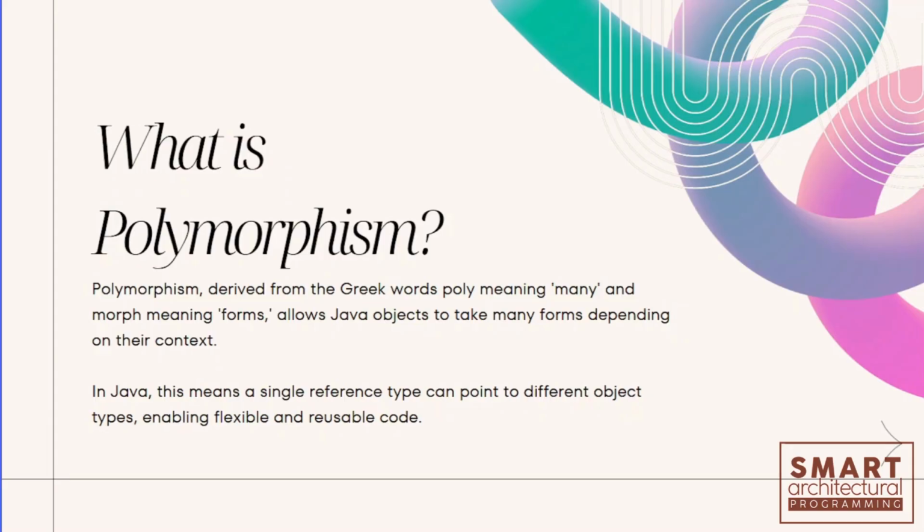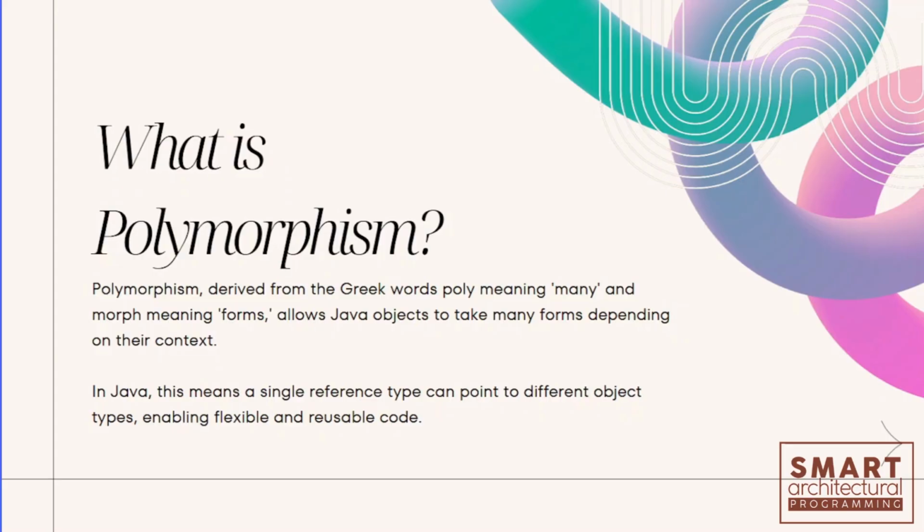Simple enough, but it is kind of quirky to get intuitively, considering we need to keep in mind that contextually certain objects in Java may take different forms or give different results, right? So in Java, this means that a single reference type can point to different object types, enabling flexible and reusable code. We'll get to that soon. So hold your horses and let's push forward.